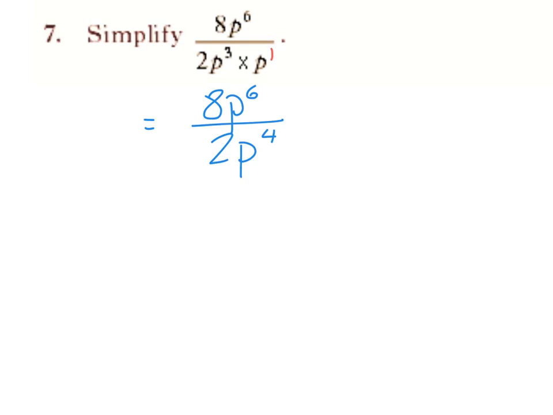So we now have a division to do. We have 8 divided by 2, which is 4, and then it's going to be p to the power of something. Now once again we have a rule for division, and that is that the power on the bottom will be subtracted from the power on the top. So 6 take away 4 is 2, which leaves us with 4p squared. That's it fully simplified, so that's the end of question 7.